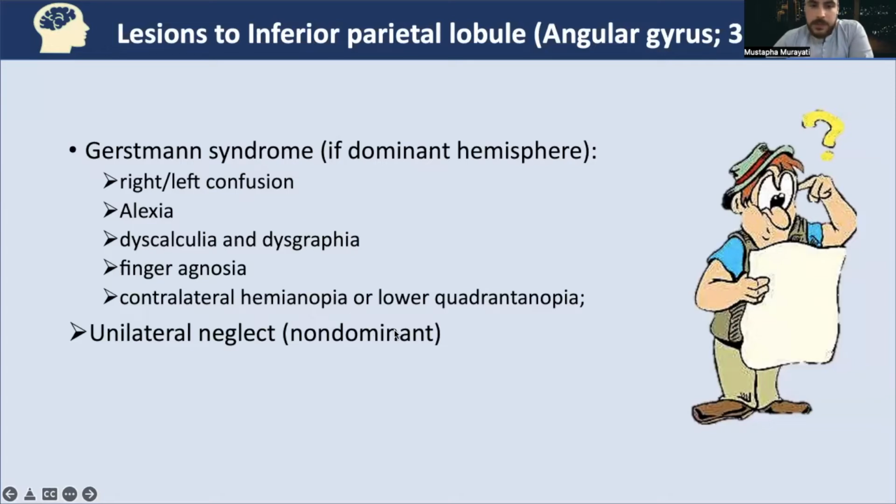While in the non-dominant hemisphere, we may have the unilateral neglect syndrome, in which, for example, the non-dominant hemisphere is the right one. So he will neglect, or she will neglect, the left side of the body. For example, if they are shaving, they will shave only one side. If they are asked to draw a clock, they will draw only the right half. They will neglect the contralateral side.